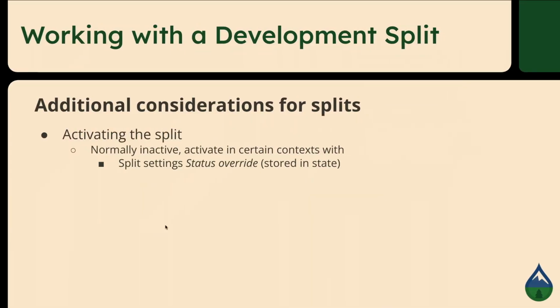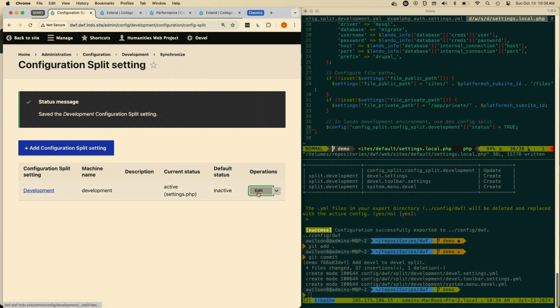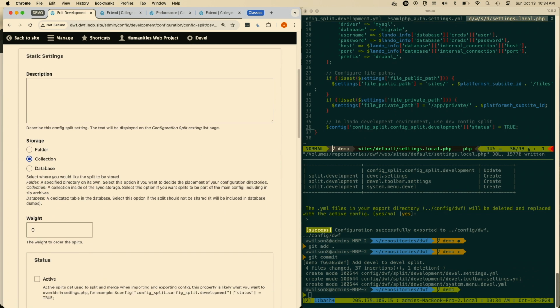So override. One of the other settings that we sort of breezed past is this storage setting. The collection, as we saw, adds files inside the main configuration directory, the sync directory for this site, which is config DWF. You see that it's been adding them to a split directory inside of there, and then the machine name of the split, and then all the configuration changes there. That's what collection does.